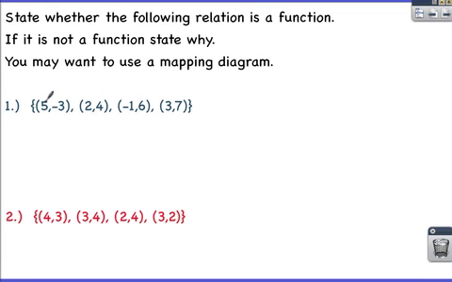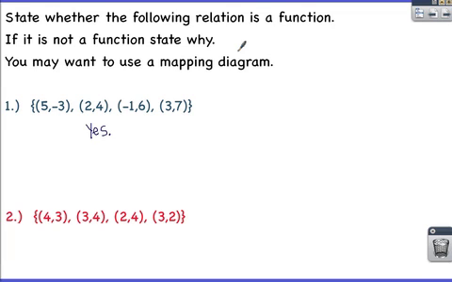For number 1, our inputs are 5, 2, -1, and 3. Since none of our inputs overlap, each time we have an input of 5, the only output that we see here is -3. Each time we input a 2, it gives a 4. Each time we input a -1, it gives a 6, and each time we input a 3, it gives a 7, as far as we can tell. So according to this relation, it is a function.